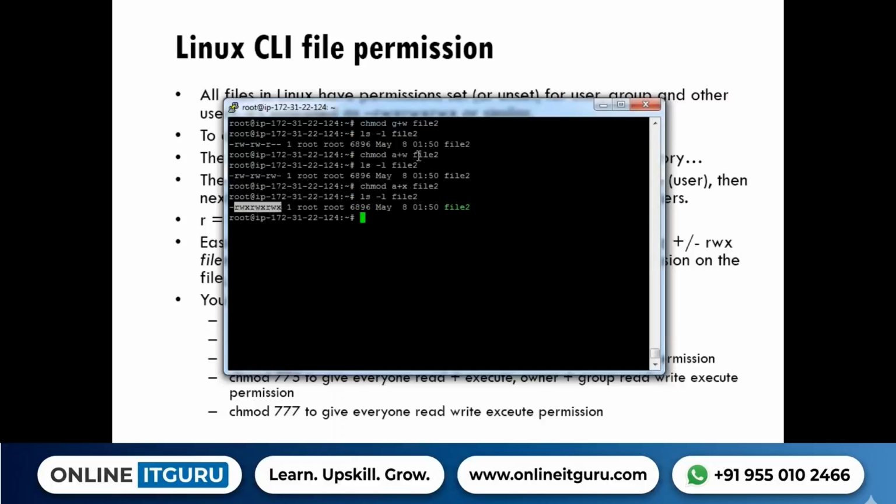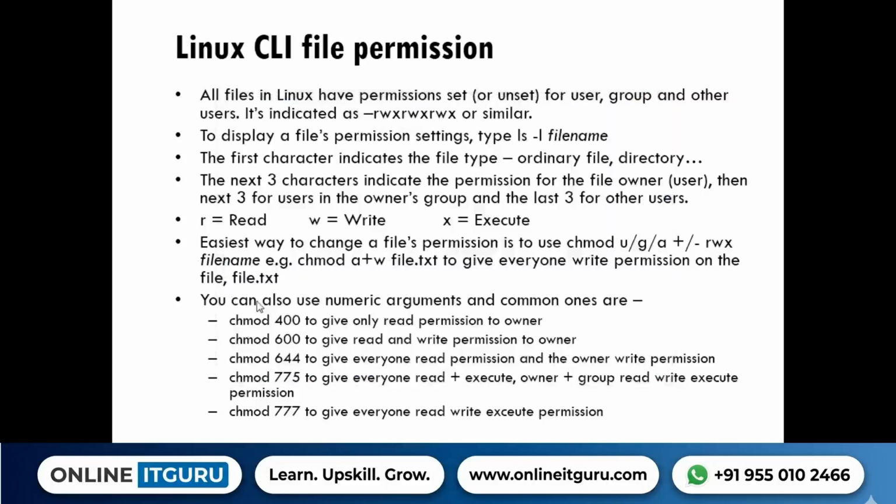So instead of using these letters and everything, we have a simple option called numbers. We can mention all these things in a different way. Read means number 4, write means number 2, execution means number 1. Just remember 4, 2, 1. So if you want to provide read permission for any kind of user, you can use the number 4, and if you want to provide write permission, use the number 2. Execution will have the number 1.